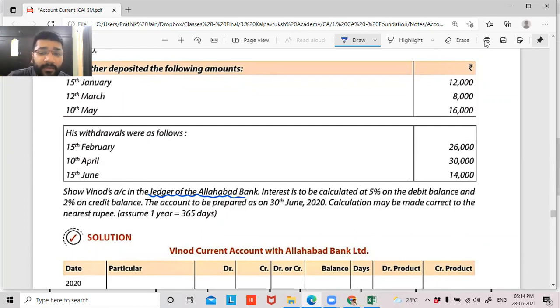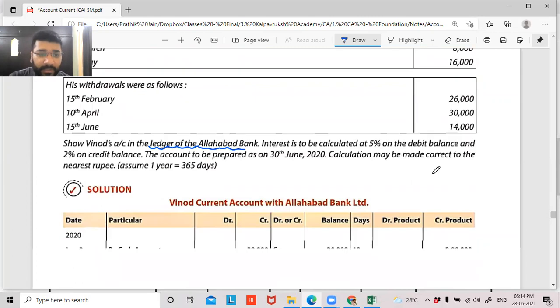Interest is to be calculated at 5% on debit balance and 2% on credit balance. What this means, we'll understand, don't worry. The account has to be prepared as on 30 June 2020. Calculation may be made correct to the nearest rupee. And assume 1 year is equal to 365 days. Perfect. So let's go on, guys.